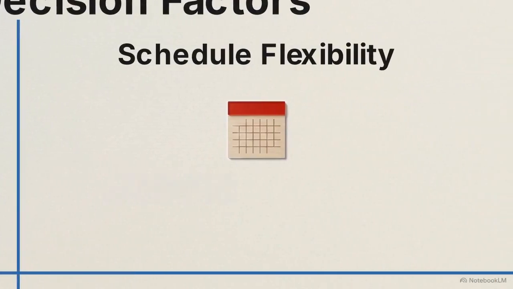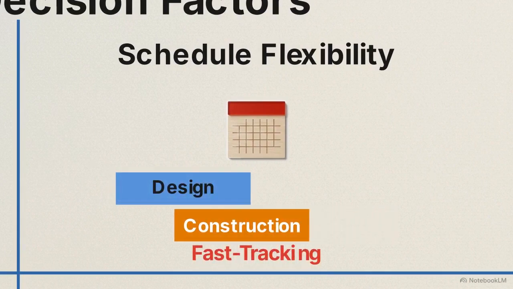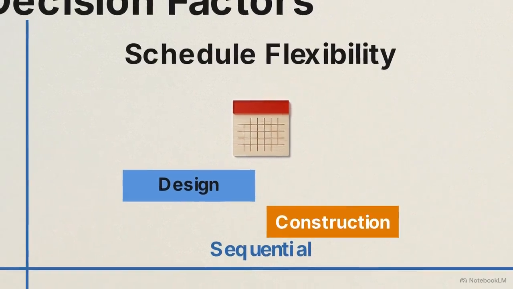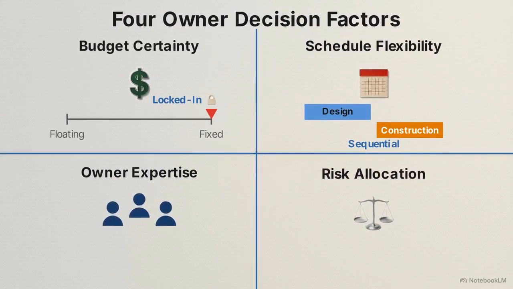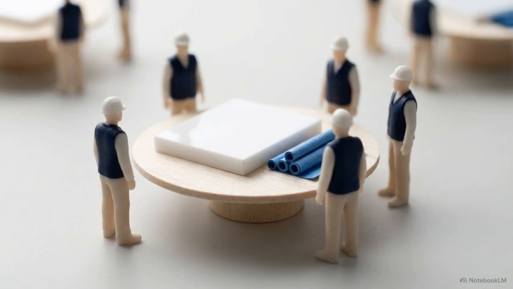Second is schedule flexibility. You must decide if your timeline requires fast-tracking, which allows the design and construction phases to overlap, or if you have the flexibility to complete the entire design before taking bids. The final 2 factors are owner expertise and risk allocation. Managing multiple contracts demands experienced internal staff. You must weigh your team's capacity against the division of risk, specifically who absorbs the cost of design errors versus construction delays. Selecting a delivery method is a strategic trade-off. You are balancing these 4 factors against your absolute limitations.